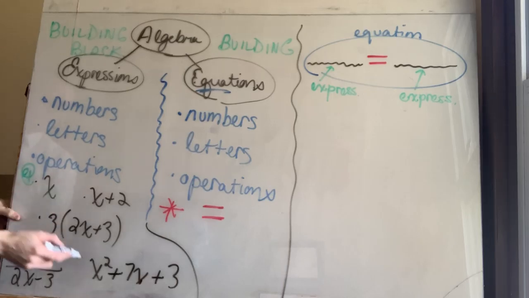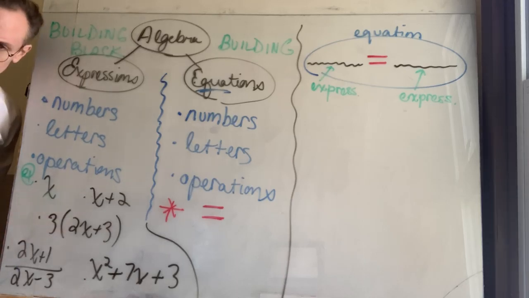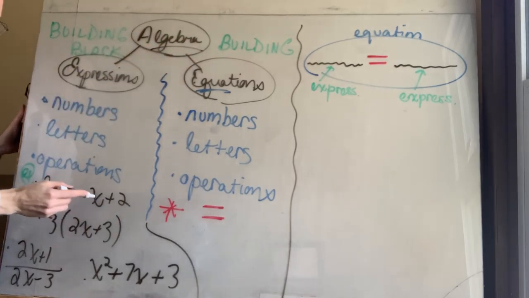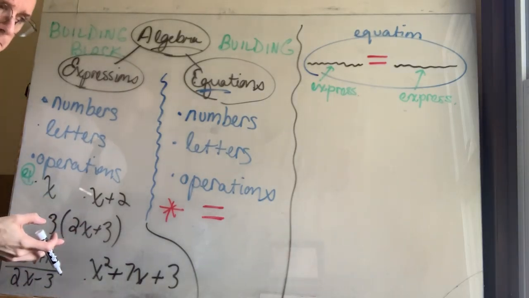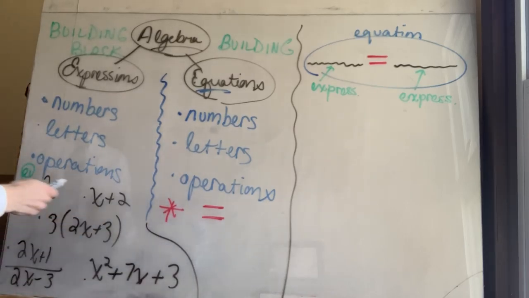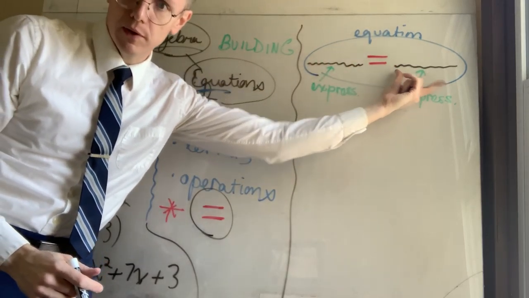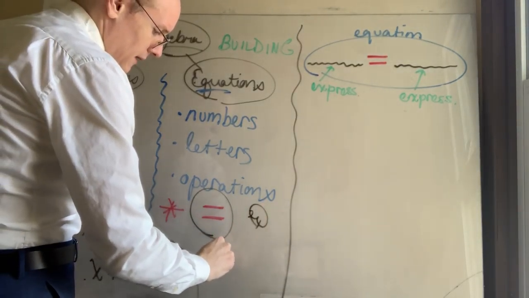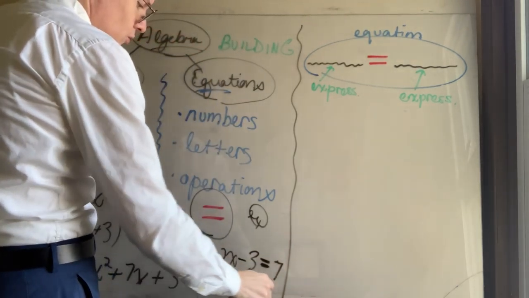Each one of these things is an algebraic expression. They have a letter, a number, and in some cases more than one operation. Anything that is algebraic most certainly has a letter in it. Otherwise you might call it a numerical expression, like the number 2 is a numerical expression. Notice though, no equal signs anywhere in here. As soon as you see an equal sign, you're dealing with an equation. It's made of these building blocks. So something like 2x minus 3 equals 7 has two opposing sides, if you will.